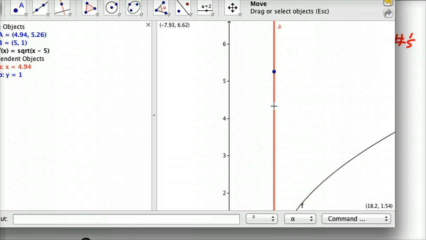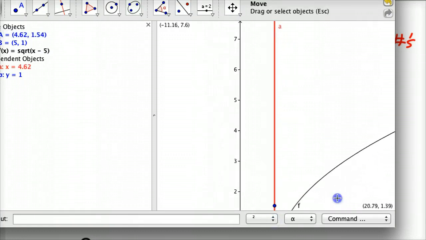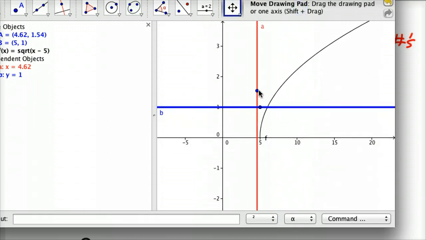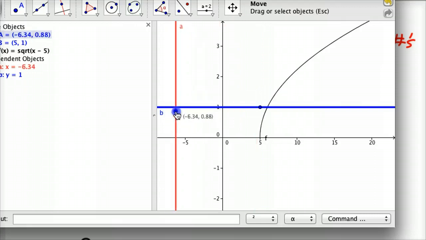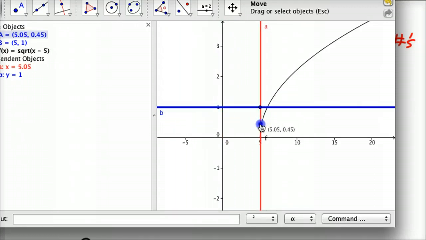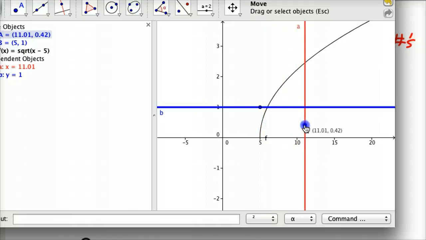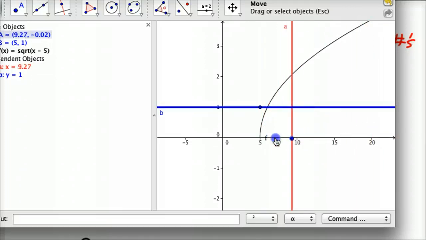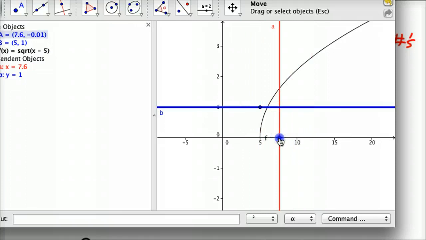The starting point keeps disappearing on me because I'm zooming in and out and around and through. Okay, so if I move that around, for my domain, nothing happens out here until I get to the point 5. Then the function starts to graph, and it'll touch everything going on to infinity. So my domain is all values greater than or equal to 5.